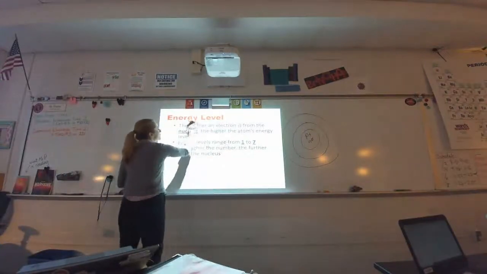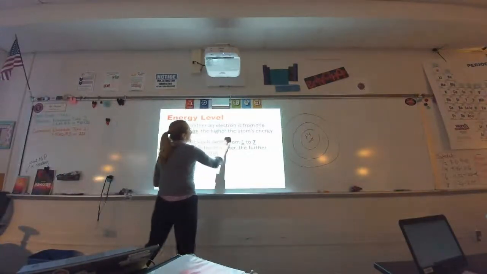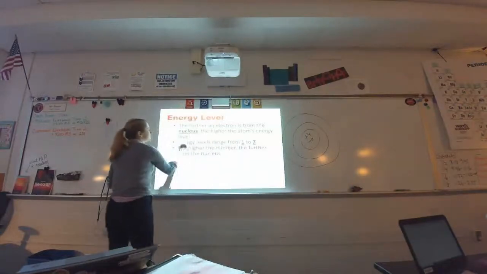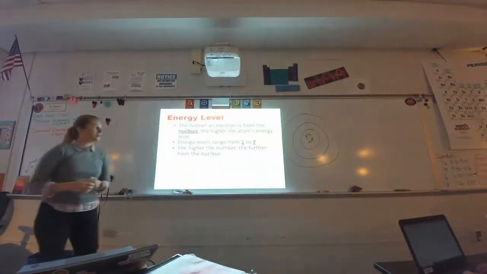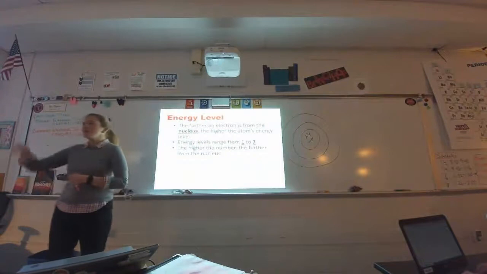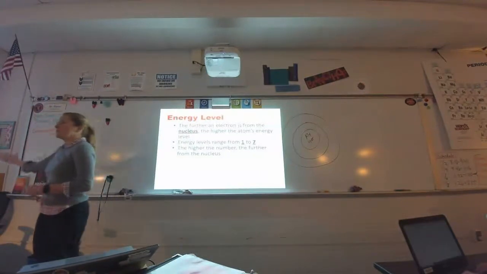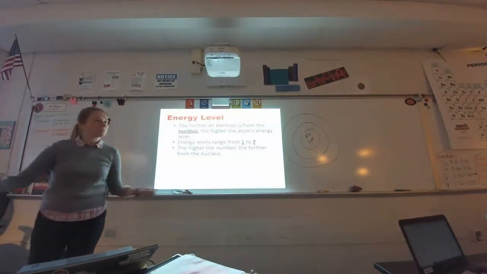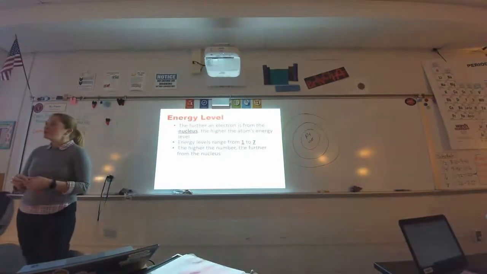So the further an electron is from the nucleus, the higher the atom's energy level. They range from 1 to 7. The higher the number, the further from the nucleus. Pretty logical so far, right?